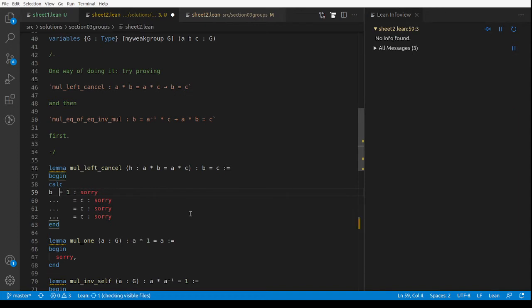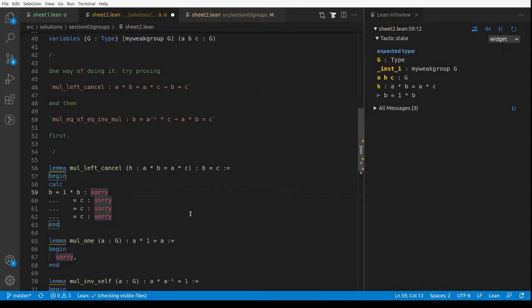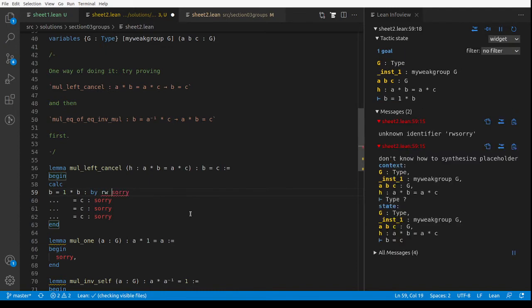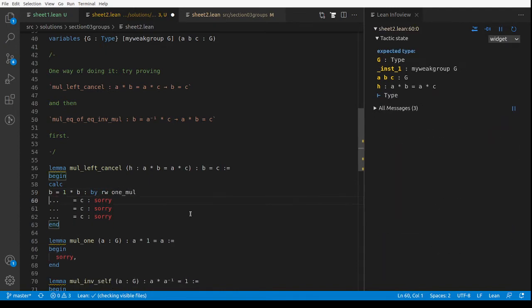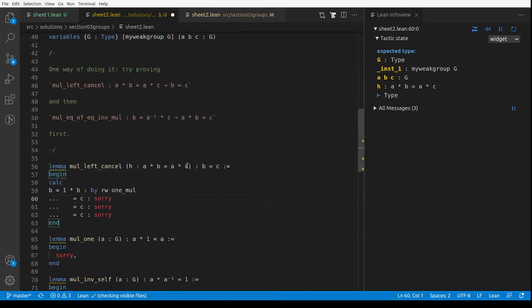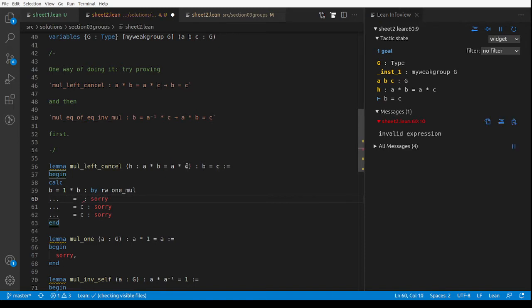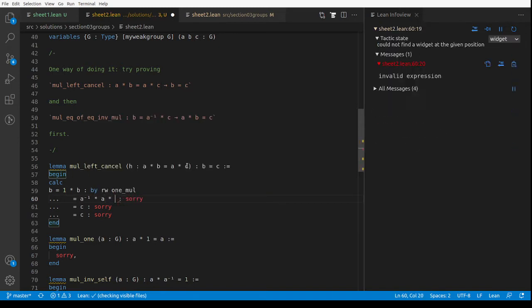We're going to argue B equals 1 times B. That's the first line there, and the proof of that is by rewrite 1 mul, I guess. 1 mul is the one we have, right? Yeah. So B is 1 times B, and that equals A inverse times A times B.